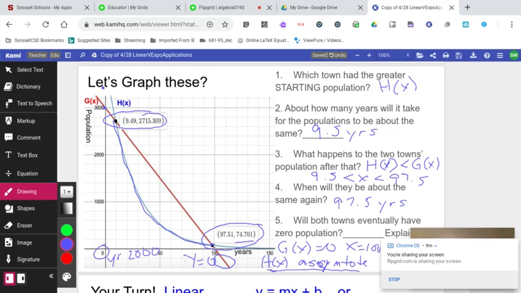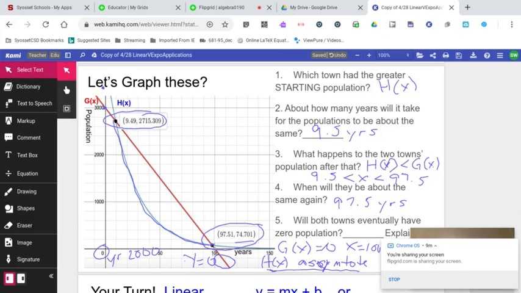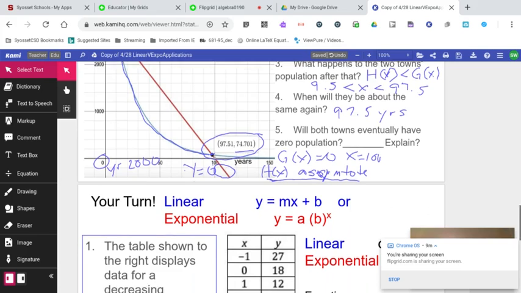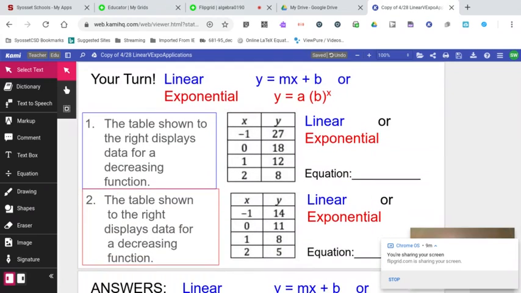So on the next slide, you can try a few problems. There's 2 tables for you. One would be linear, the other would be exponential. Figure out which one. Make sure your x's are equally spaced. And you can check your answers on the last slide.